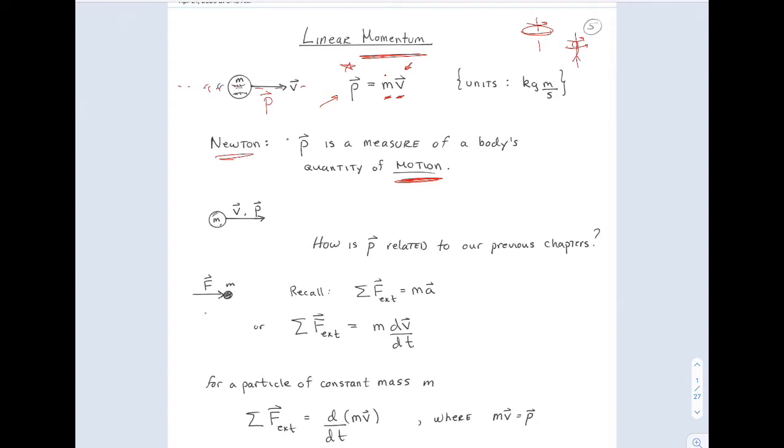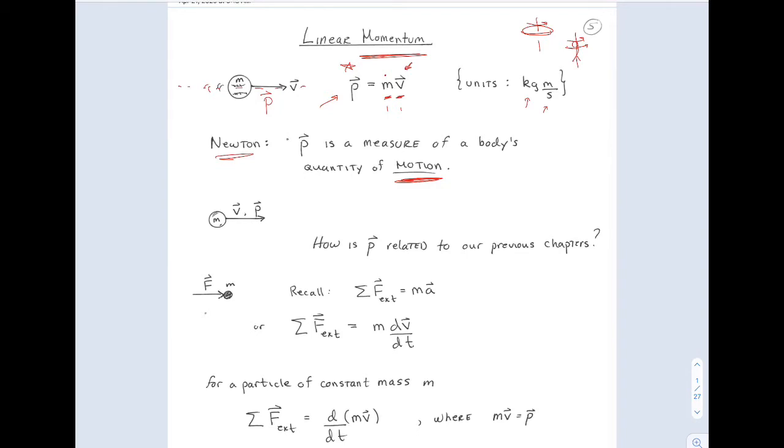All right, and the units are kind of strange. It's just units of mass times velocity. So mass is kilograms, and velocity units are meters per second. So they're not grouped together and named after someone.